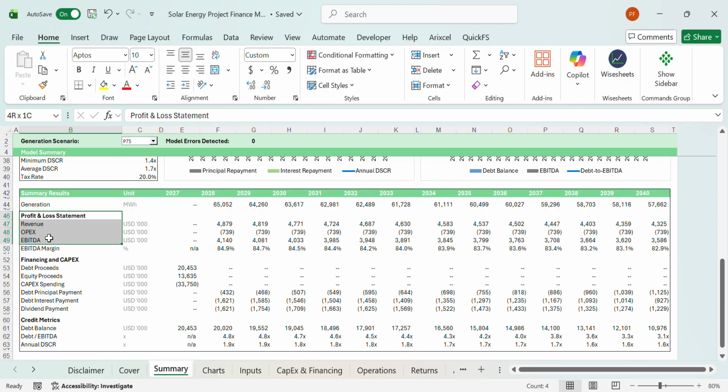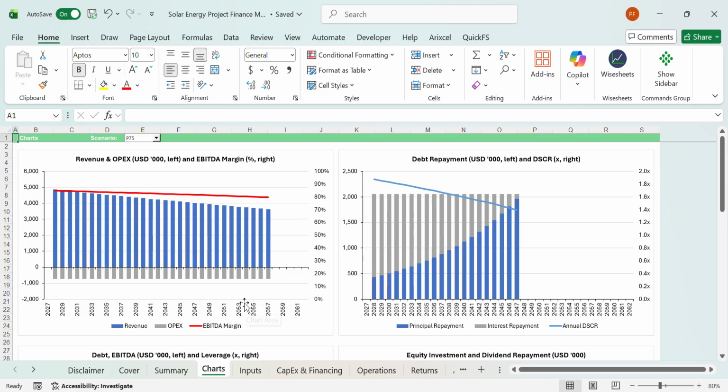So revenue, OPEX, EBITDA, and EBITDA margin. For financing and CAPEX, like debt proceeds, equity proceeds, CAPEX spending, debt principal payment, and so on, dividend payment, debt interest payment, and then credit metrics like debt balance, debt over EBITDA, and annual DSCR. Then next tab is charts.